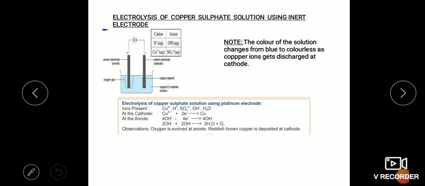Now if you remember, in case of electrolysis of copper sulfate or acidulated copper sulfate using copper electrode, we were releasing copper ions from anode and we were depositing copper ions at cathode. Here what we are doing is we are using an inert electrode, that is platinum. So how many feel that there will be a difference in the electrolysis? Definitely the result would remain the same, but here there would be a difference in the reaction which is carried out.